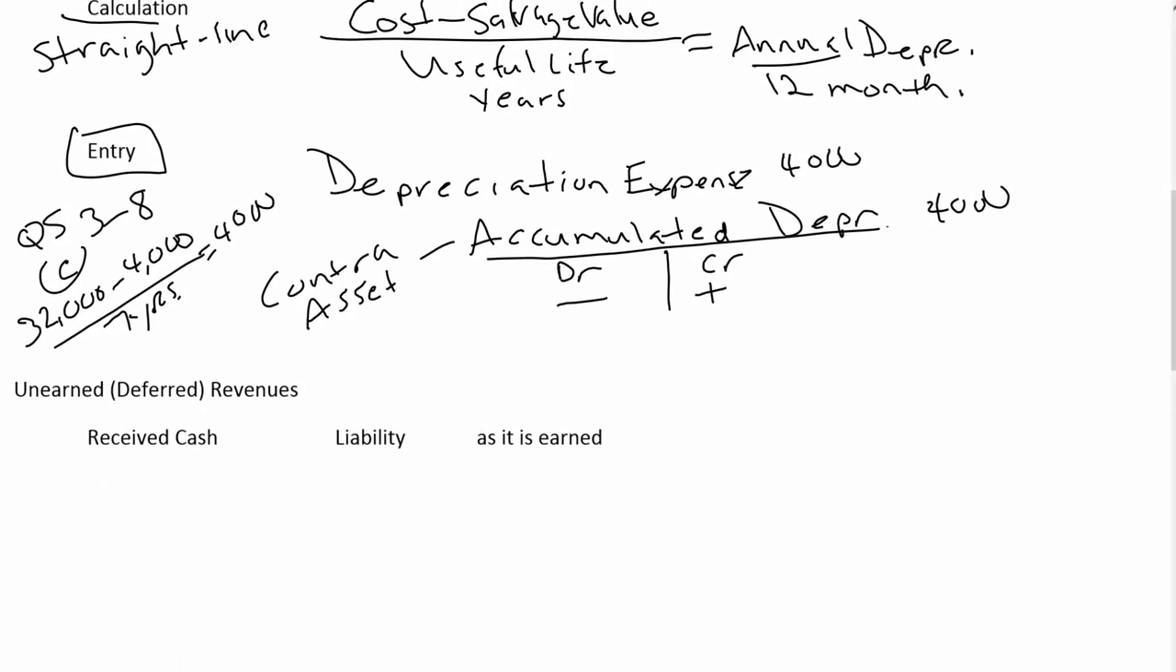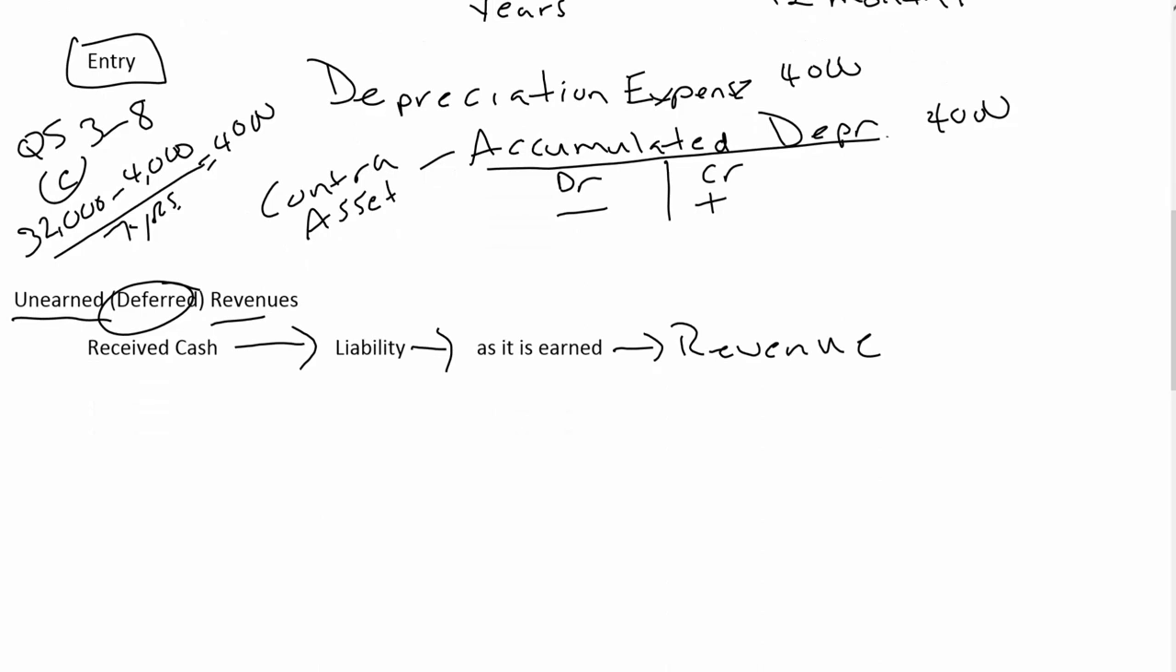And then our last is our unearned or deferred revenue. This is where we receive cash before we've done the work. When we receive that cash, we record it as a liability because we have a liability to perform the service, since we've already been paid. As it is earned, we record it as revenue. So we would debit an unearned revenue account, and then credit the actual revenue.